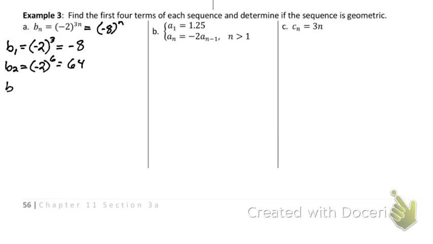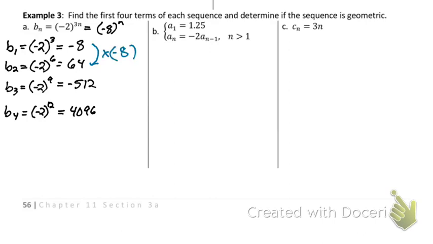To get to my third term, we would do negative 2 to the 3 times 3, which would be to the 9th. If you plug that in your calculator, you're going to come up with a negative 512. And finally, b sub 4 would equal negative 2 to the 3 times 4. So that would be to the 12th. And you come up with a positive 4096. All of these are just multiplying by a negative 8.